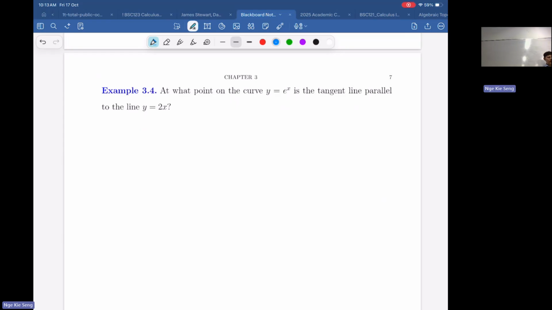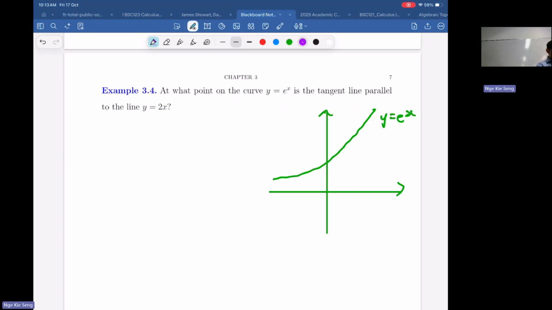So let's say you have this 3.4 question here. At what point on the curve y equals e^x is the tangent line parallel to the line y equals 2x? So let's draw this condition first. I hope that in this class you learn how to draw, not just computation, because drawing will really help your understanding a lot. So y equals 2x is like this.